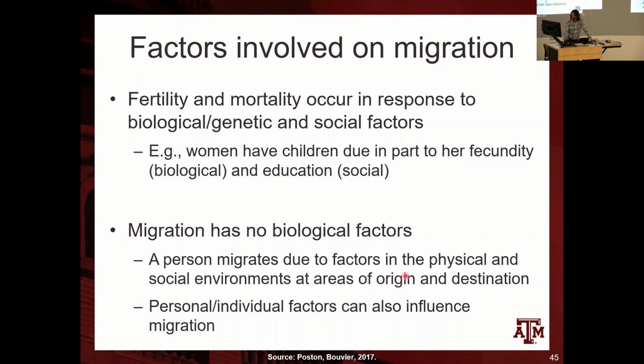A person migrates due to factors in the physical and social environments at both the areas of origin and destination. Individual factors can influence migration, individual characteristics, but they are not related to biological characteristics, right? We're going to talk a little bit about how usually healthier people tend to migrate more because they are more able to succeed in this process of moving between areas. But in that case, health, from this point of view, as discussed in the textbook, is not seen as a biological factor, but as health related to the social environment in which these people were raised in the areas of origin, right?